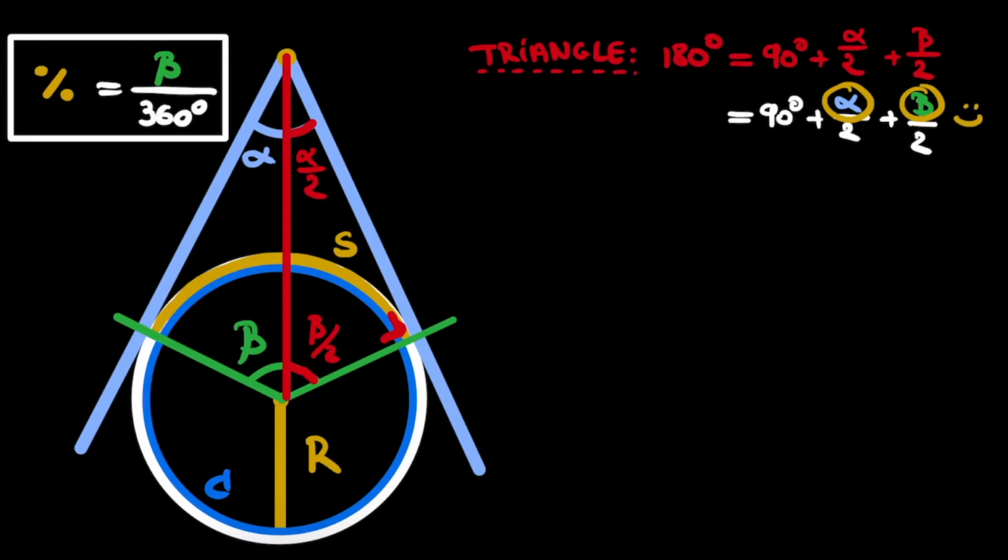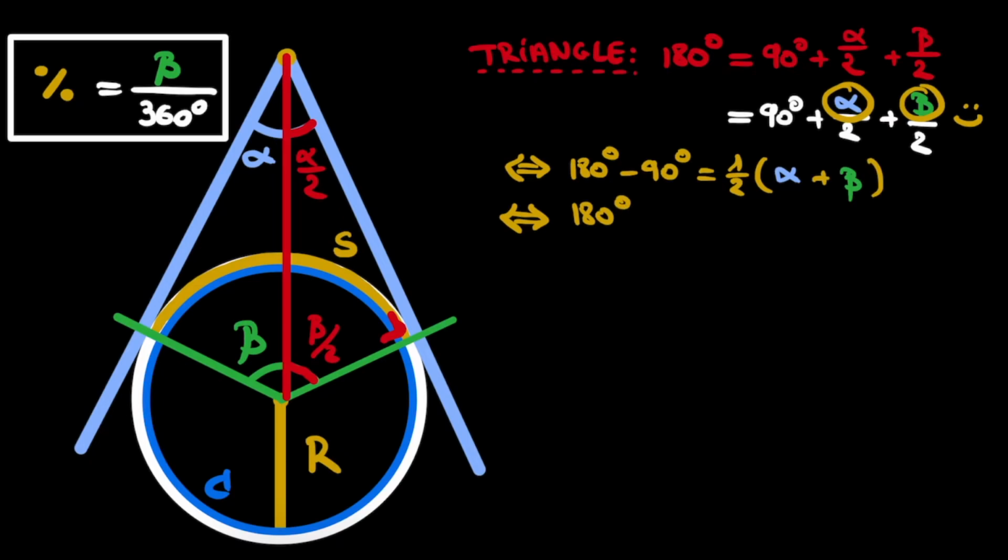So we can use this equation to write beta as a function of alpha. Rewriting it, we get 180 degrees minus 90 degrees is equal to 1/2 times alpha plus beta. Or if we bring this 1/2 to the other side of the equation, we get 180 degrees is equal to the sum of alpha and beta. And this can very easily be rewritten as beta being equal to 180 degrees minus alpha.